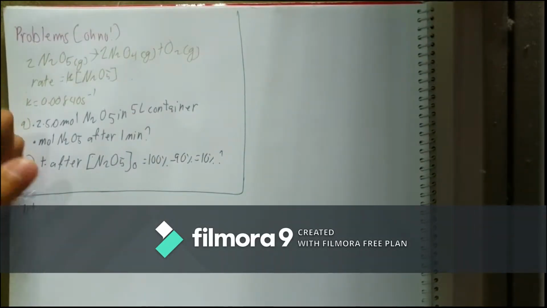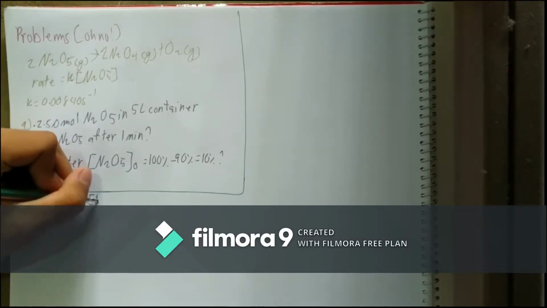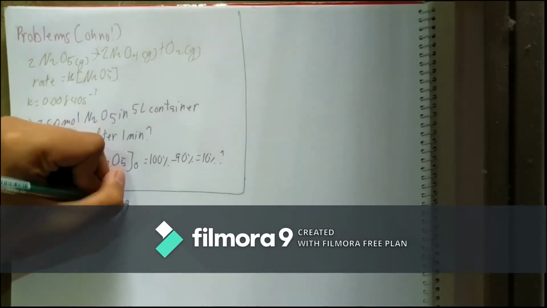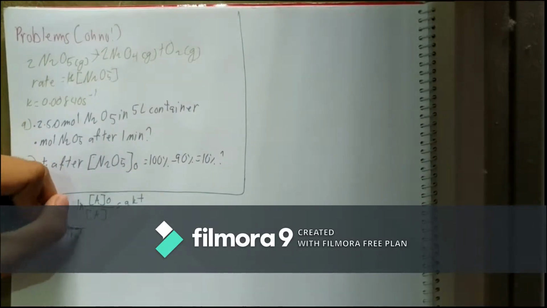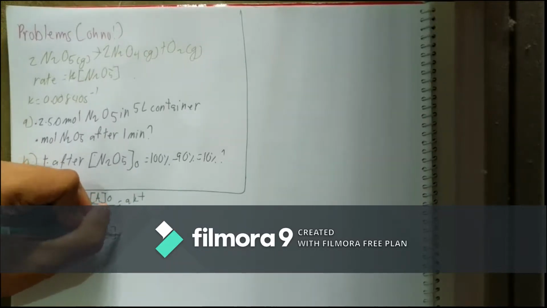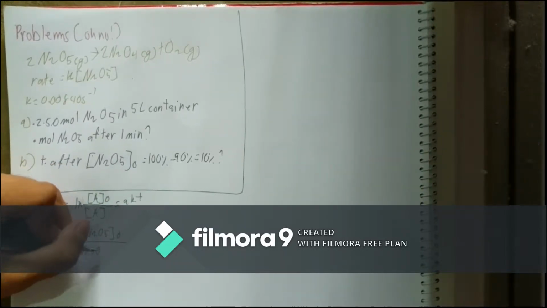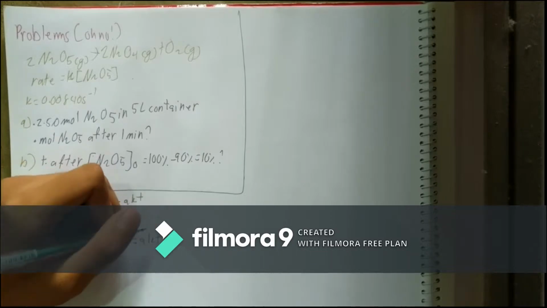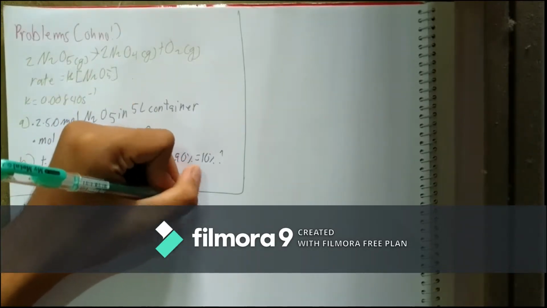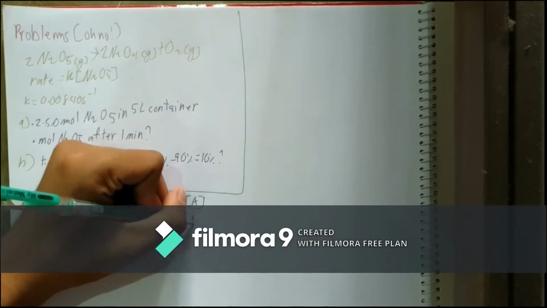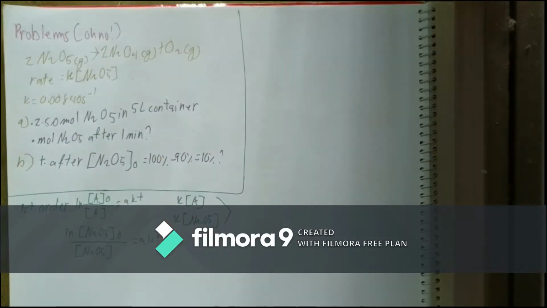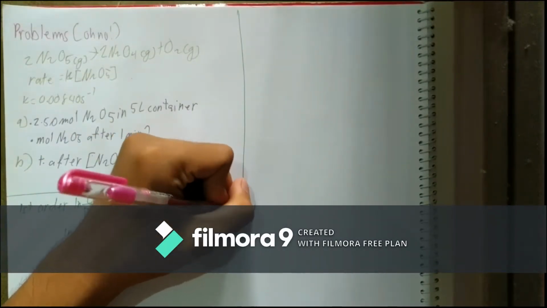To solve the problem, we applied the integrated first-order rate equation. Natural logarithm of original concentration of nitrogen pentoxide over concentration of nitrogen pentoxide equals akt. Notice that the rate law equation, rate equals k multiplied by the concentration of nitrogen pentoxide, is in first order.